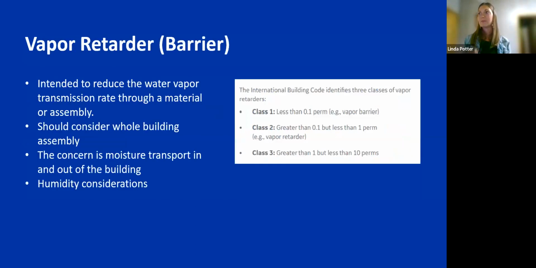These vapor retarders are also commonly talked about, where the intention is reducing that vapor transmission, or the rate at which the moisture moves through a material. And we're asking ourselves, do we want to stop that? Are we allowing it to go through? How are we managing that? We're thinking about the whole building. We're thinking about how do we not trap moisture where we don't want it to be? And humidity plays a big part in all of that. So that's our definition for today.